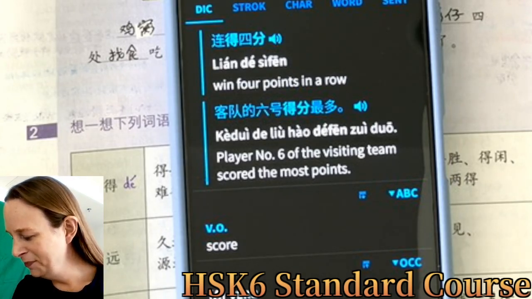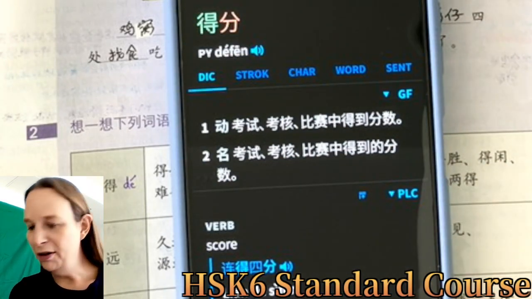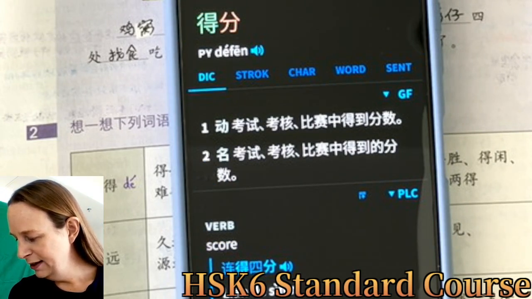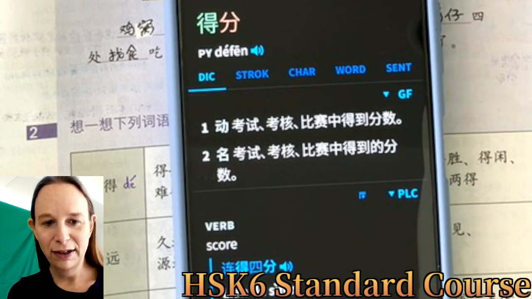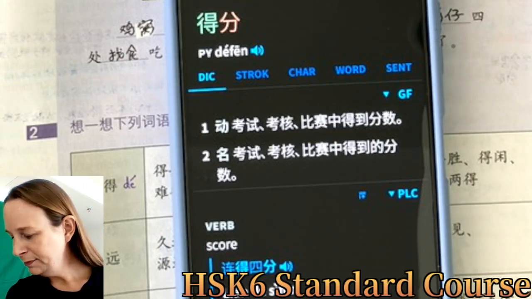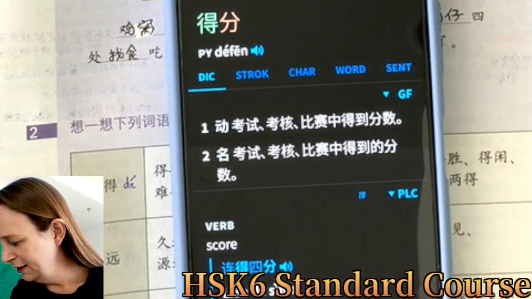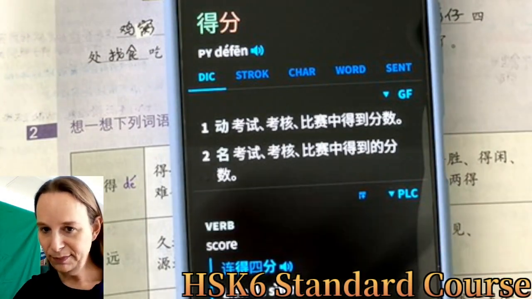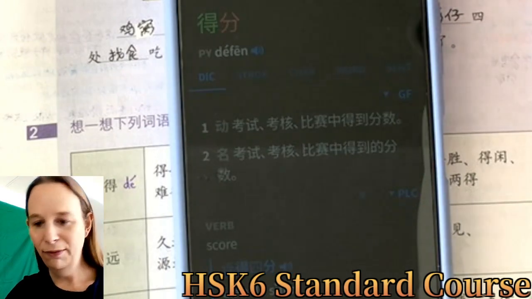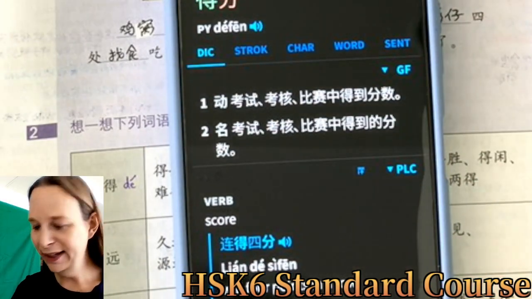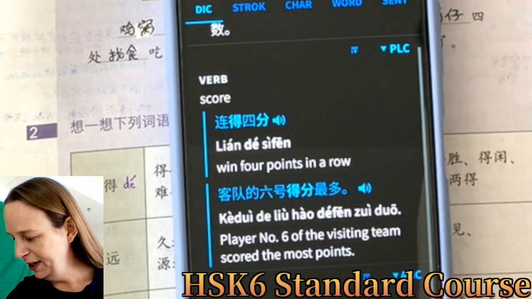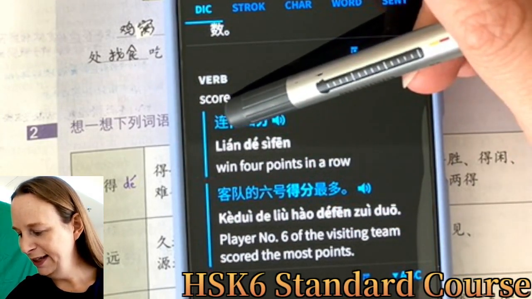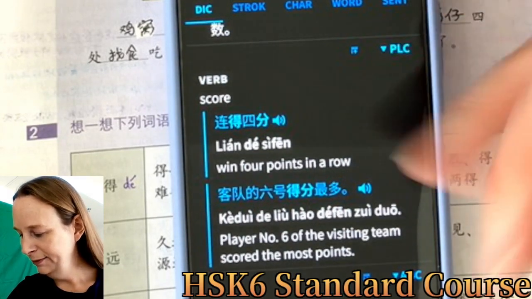What? Is there another meaning? 考试考核比赛中得到分数 yeah, also your homework. 功课, right? And this one, so it's a verb and a noun. It's the process of receiving your marks and the marks you have received. So this is functioning at 连得4分. Okay, so this is consecutively receive 4 points.